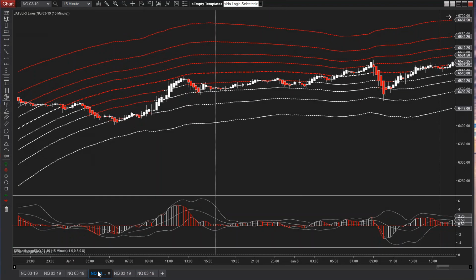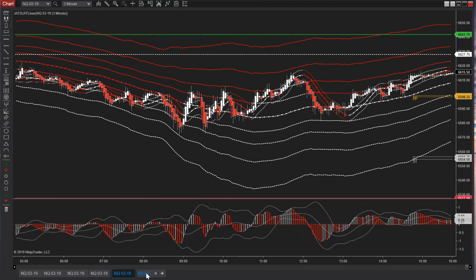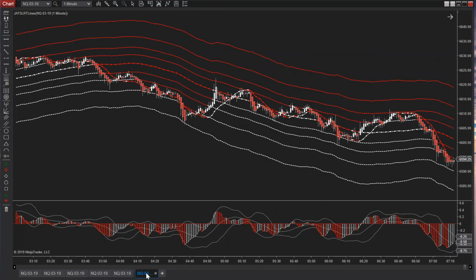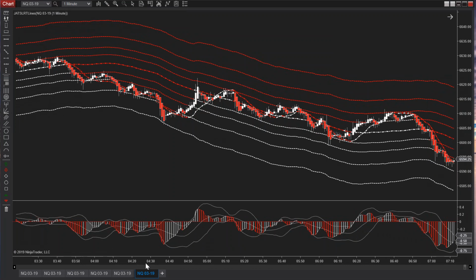So I'm using this to develop my algorithm in conjunction with my existing suite of Bloodhound templates. And hopefully we can start walk forward testing that algo on February 1st. So we can start getting our performance.